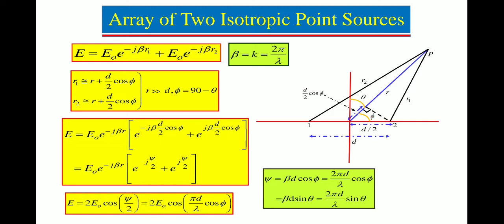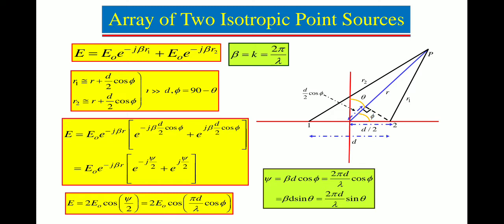In this we can calculate the electric field E equal to E0 e raised to minus j beta r1 plus E0 e raised to minus j beta r2. Here beta is equal to k, equal to 2 pi by lambda. Similarly, r1 is approximately equal to r minus d by 2 cos phi, and r2 is equal to r plus d by 2 cos phi, when r is much greater than d, and phi is 90 minus theta.